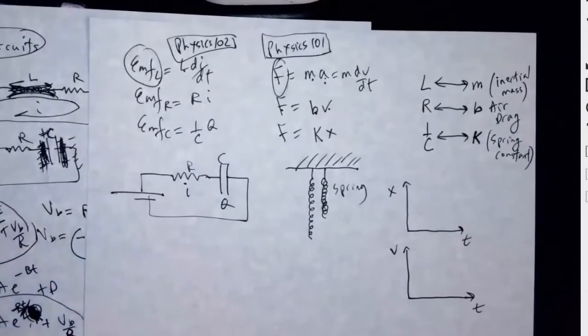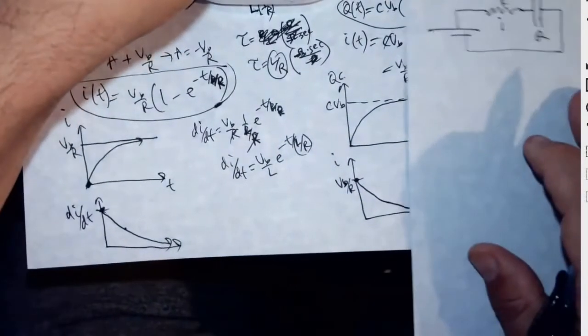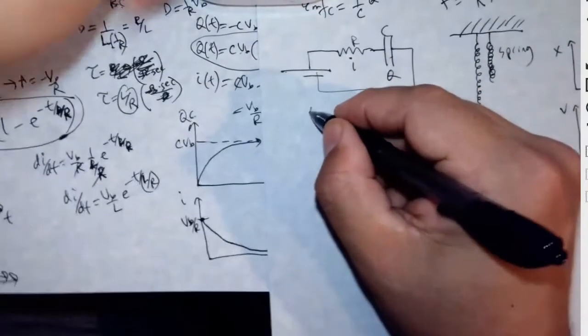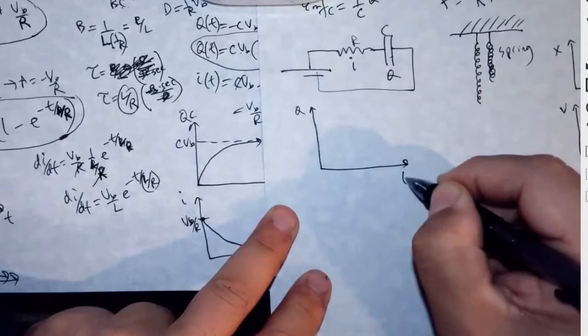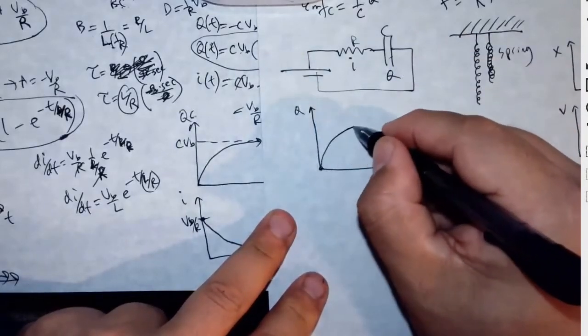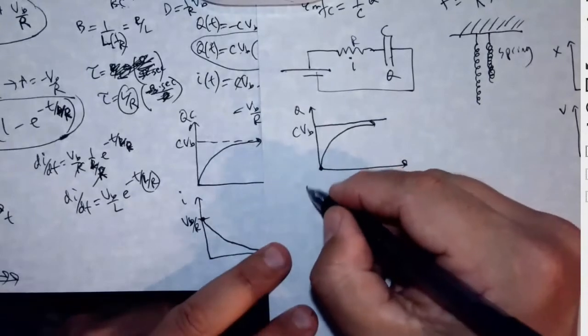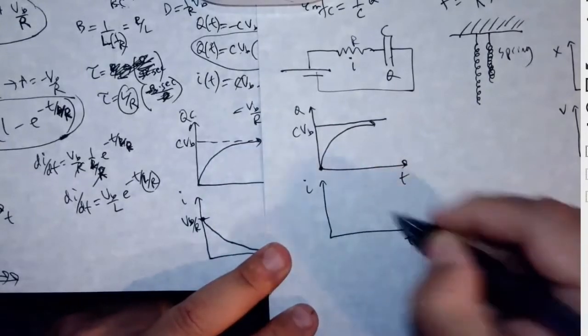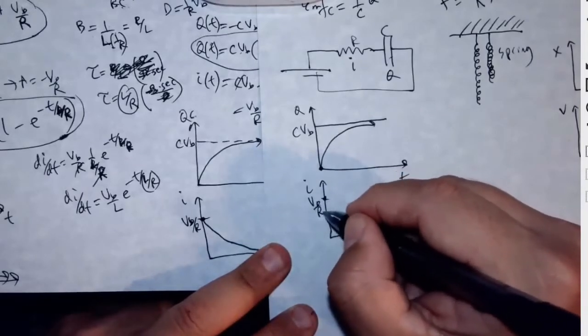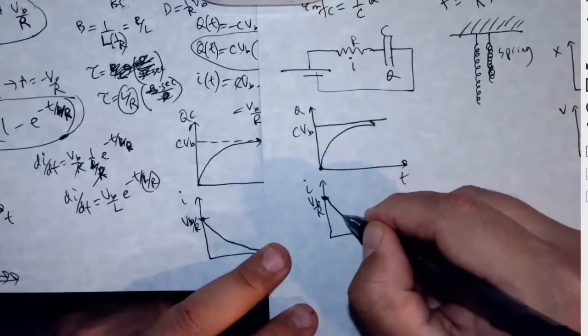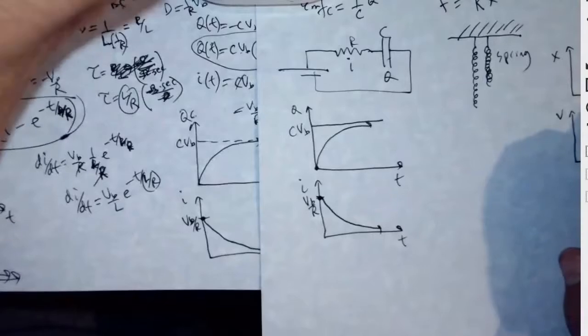You see? So what you're doing is using analogies so that you don't have to do the work all over again, right? So how did the charge of the capacitor behave? Well, we have a graph for it right here, so let's redraw that here. The charge of the capacitor builds up and builds up until it reaches CVB. The current in the circuit starts out at VB over R and then drops to 0.